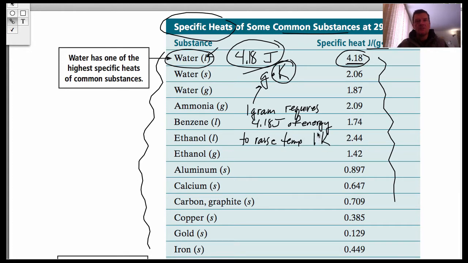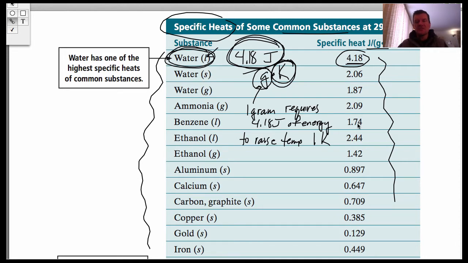Okay? So if you want 1 gram of water to raise its temperature by 1 Kelvin, then you're going to have to put in 4.18 joules of heat energy into that sample, that 1 gram of water. That's what it means. That's what the specific heat means.